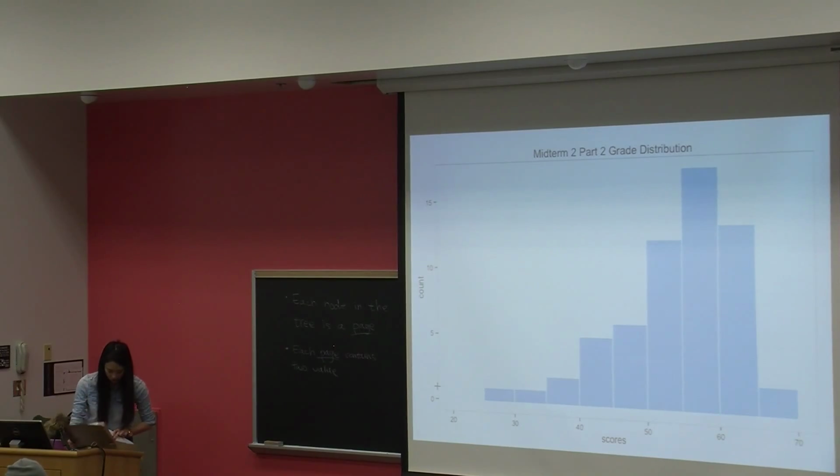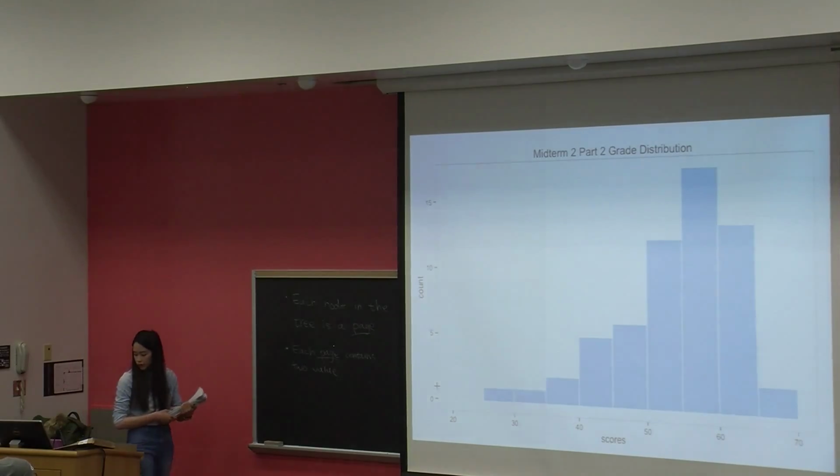So what do you guys think? Definitely not as easy as the first time, right? I think it's not that bad. I think the average is 52.